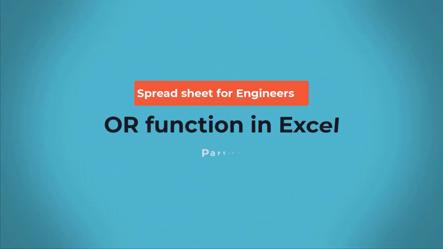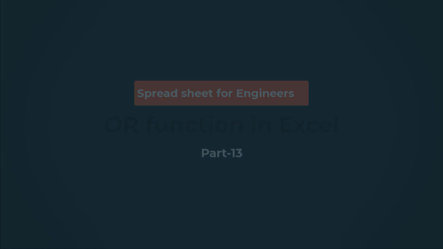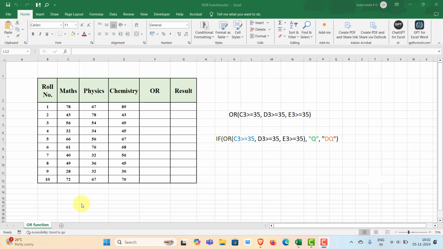Hi everyone, in this video I'll explain how to use the OR function in Excel. To demonstrate this, I have the marks obtained by 10 students in maths, physics, and chemistry. The OR function is also a Boolean function, which takes Boolean values and returns a Boolean value. Boolean value means true or false.